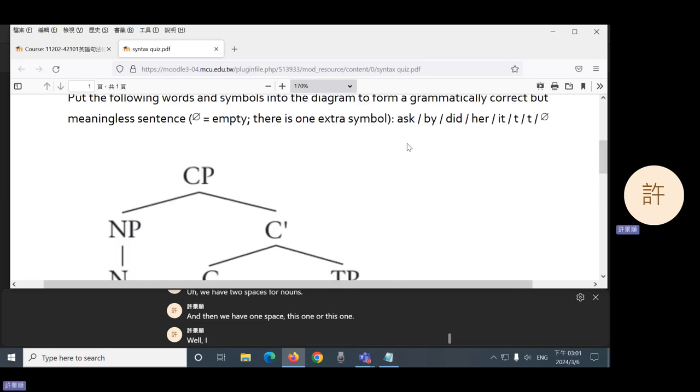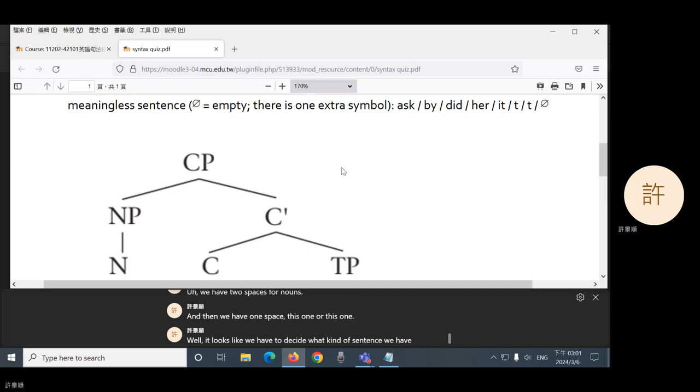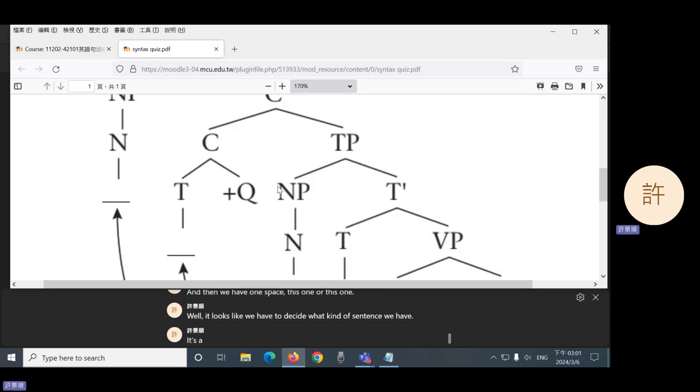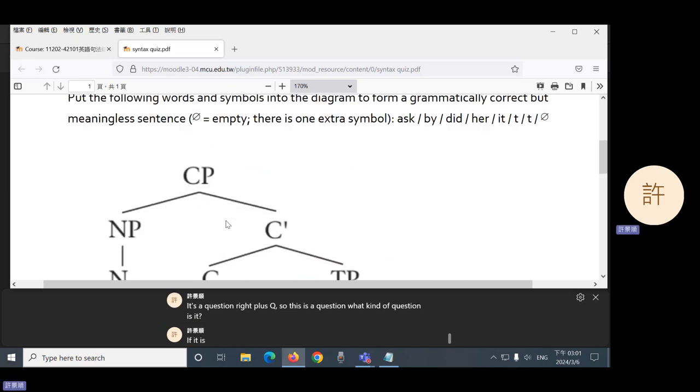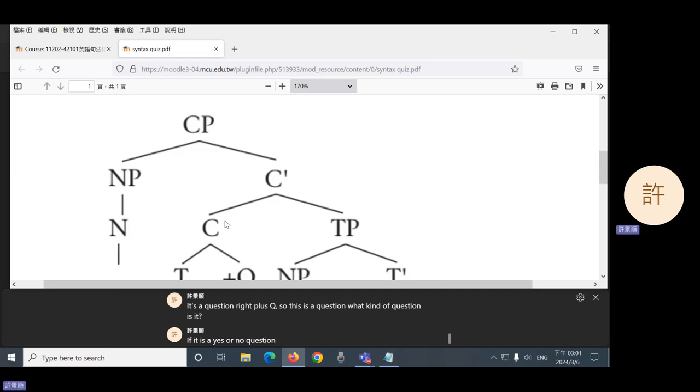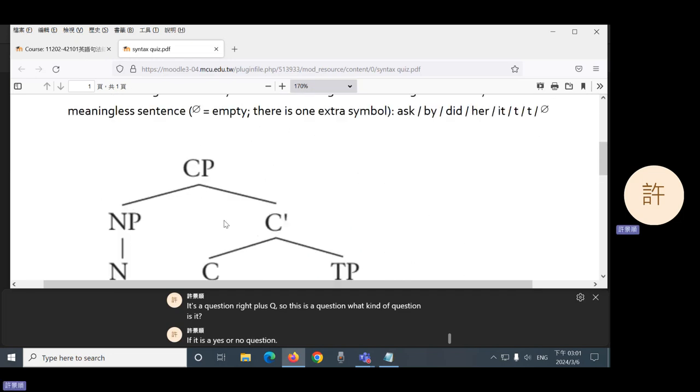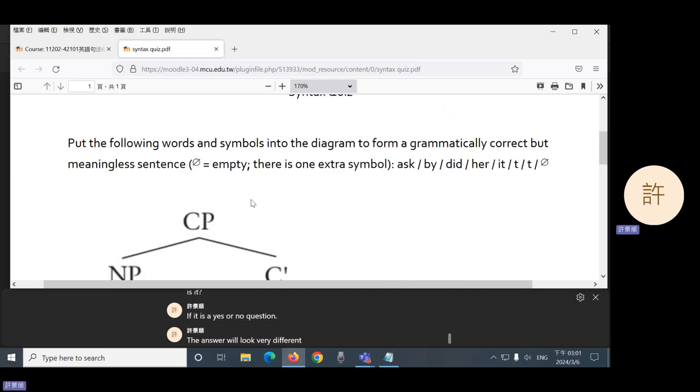Well, it looks like we have to decide what kind of sentence we have. It's a question, right? Plus Q. So this is a question. What kind of question is it? If it is a yes or no question, the answer will look very different from if it is like a who, what, when, where, or why question.